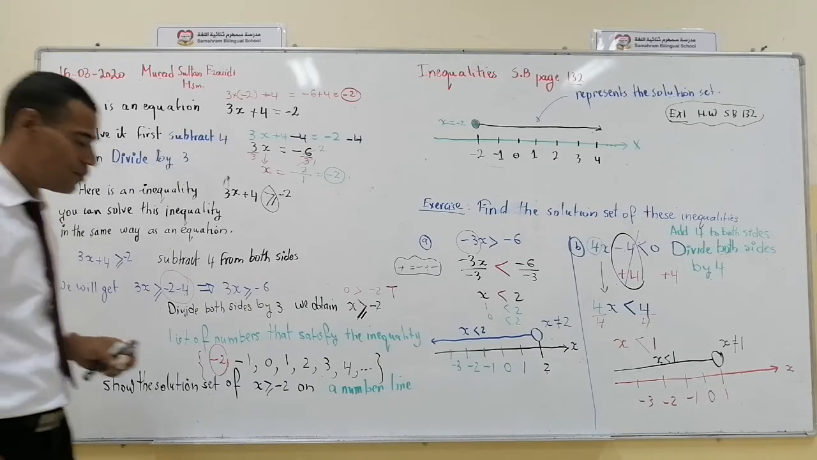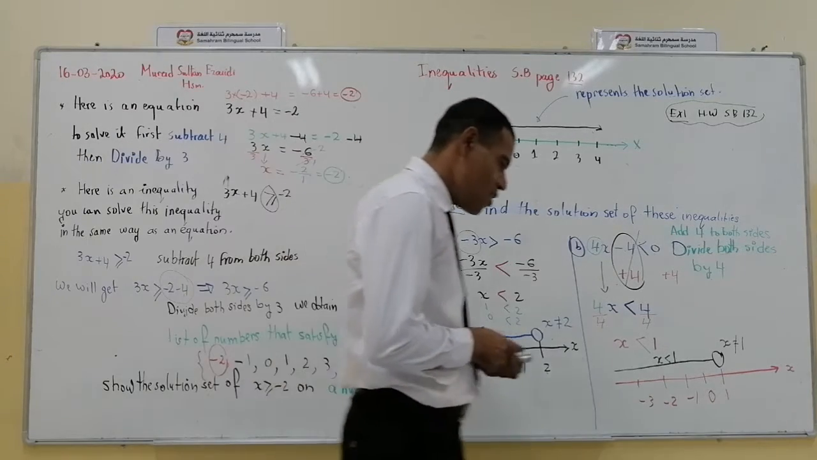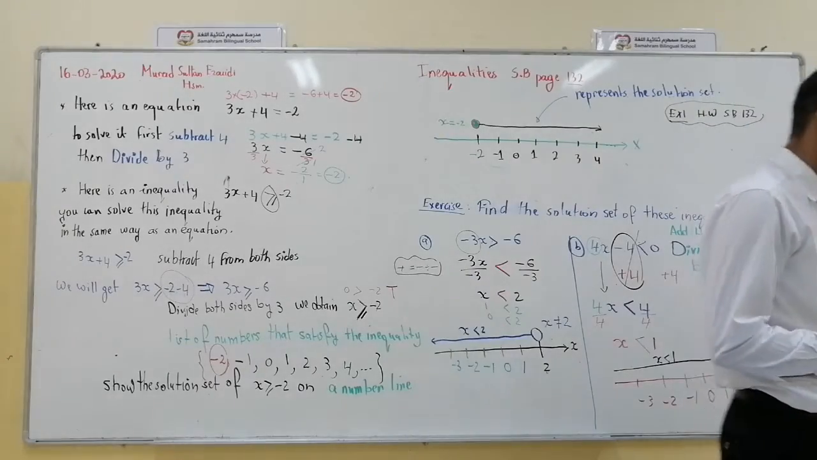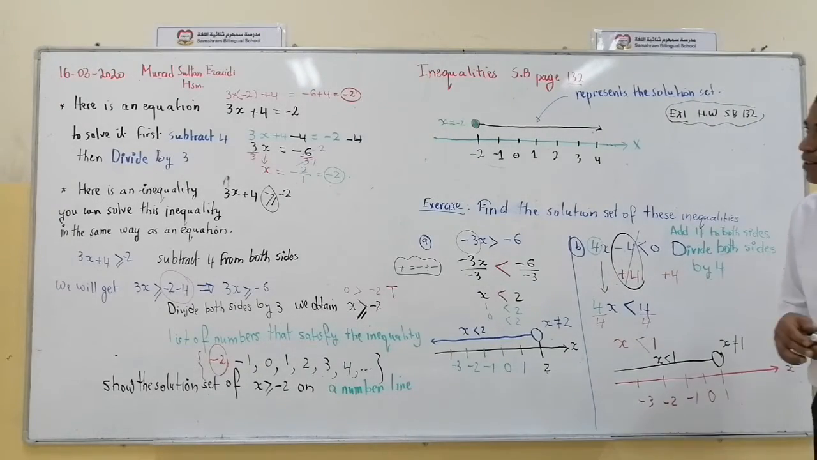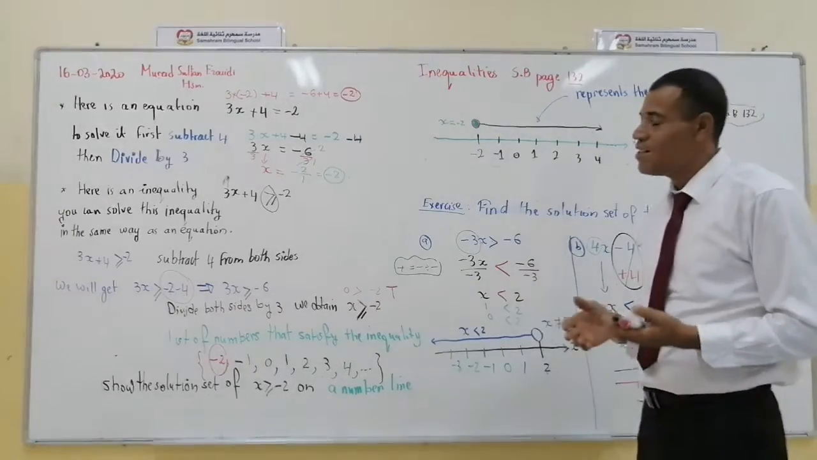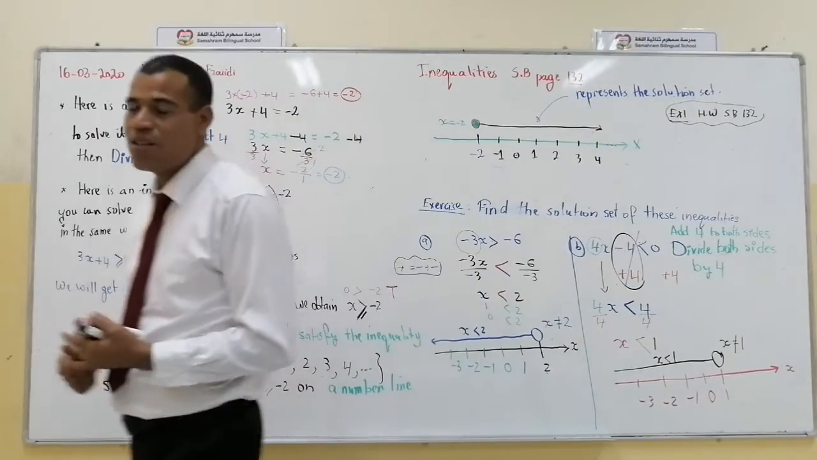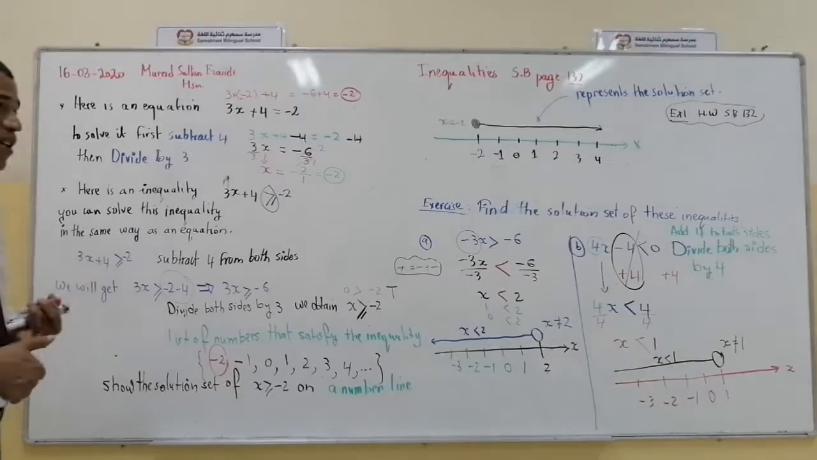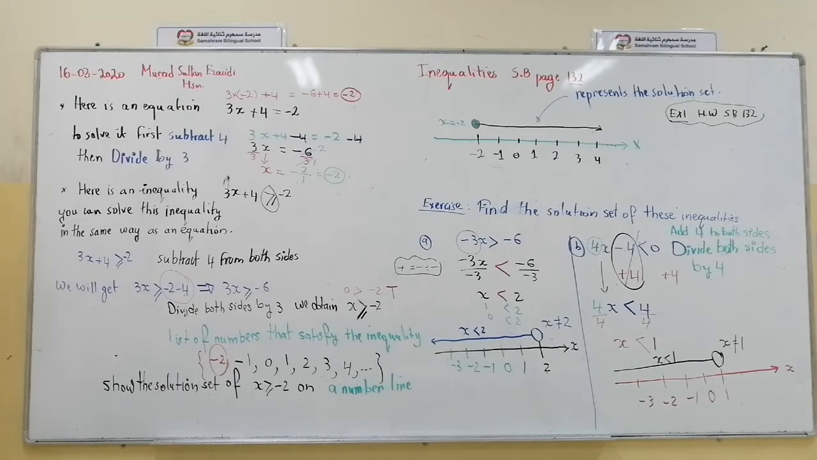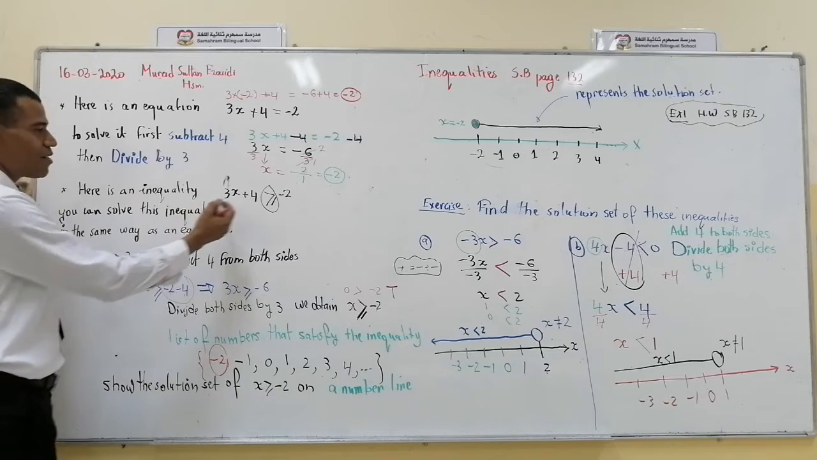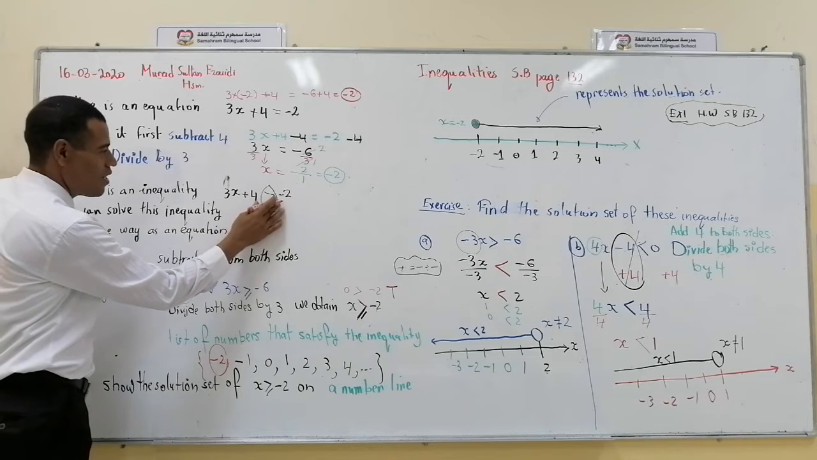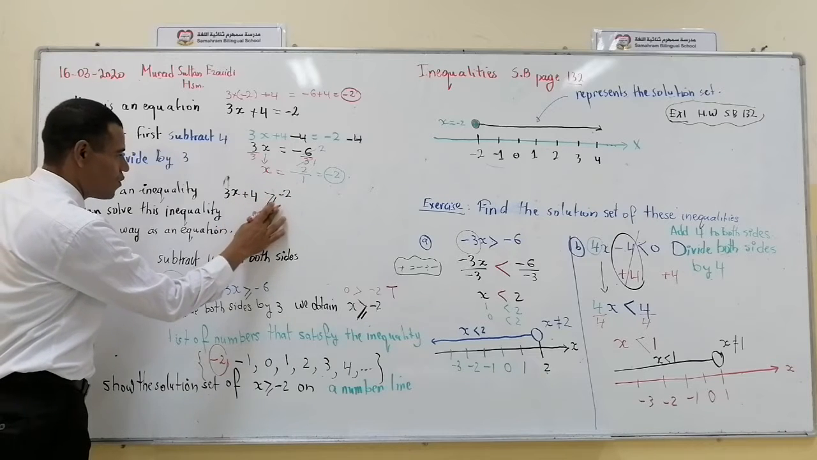Okay? But on the other side, we have inequality. An inequality, in fact, is an equation, but it has what? Symbols like greater than or equal, smaller than or equal, or greater than and smaller than, without the equal sign. Okay, for example, here is an inequality: 3x plus 4 is greater than or equal to negative 2.